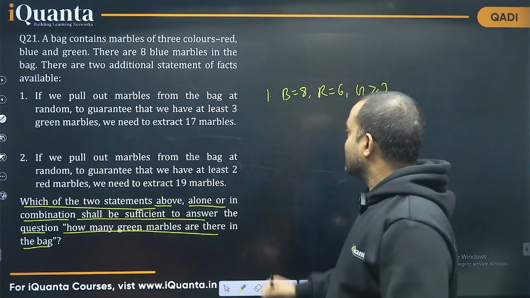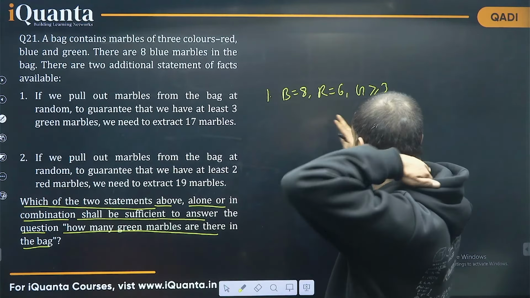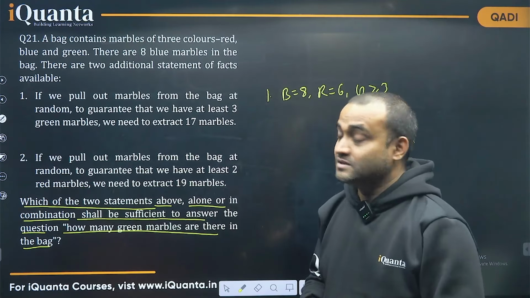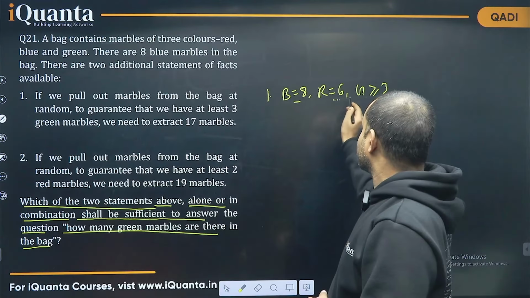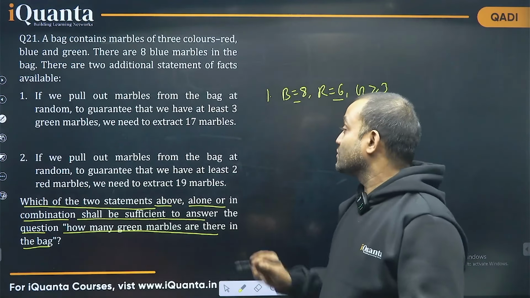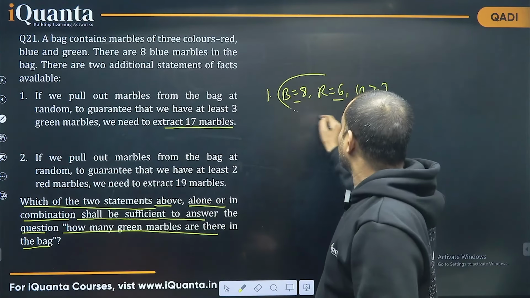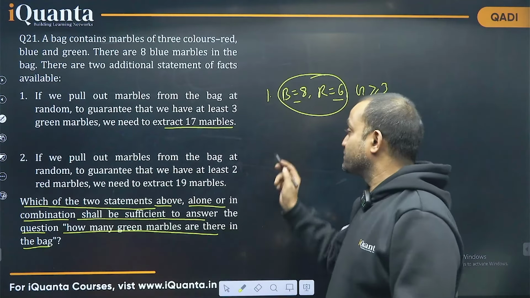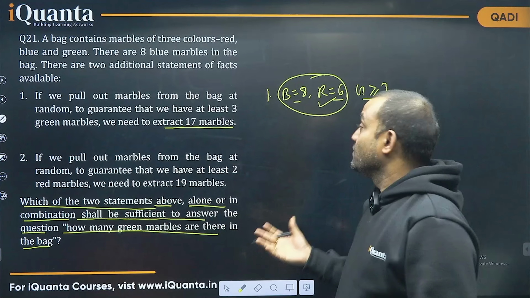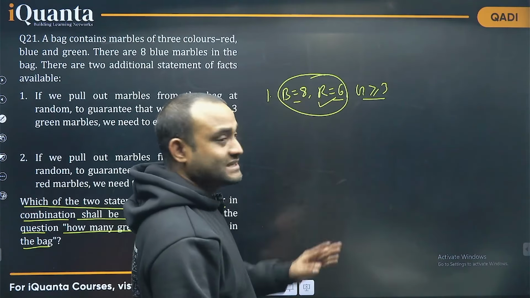So in this situation, if you are taking 14 marbles, it's possible that none of them is green. It could be 8 blue, 6 red. If you are taking 15 marbles, then 8 plus 6 is 14 of these at worst, and at least 1 must be green. That's how, if you are extracting 17 marbles, then even if you are taking 14 from here, at least 3 green marbles must be there. So from this we can say red must be 6, blue is given. We cannot say anything about the green. Green could be any number, at least 3.